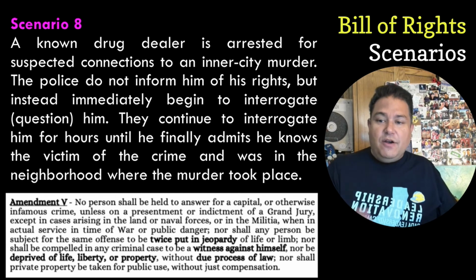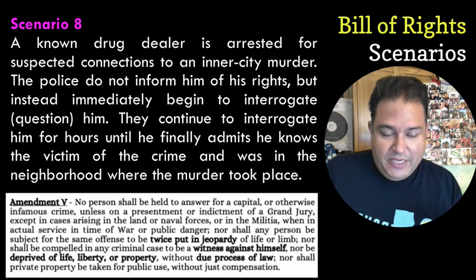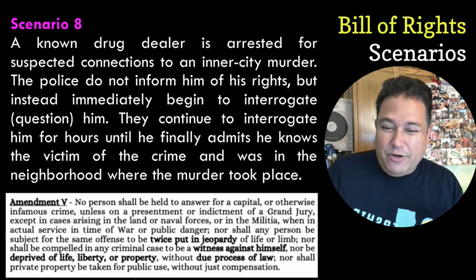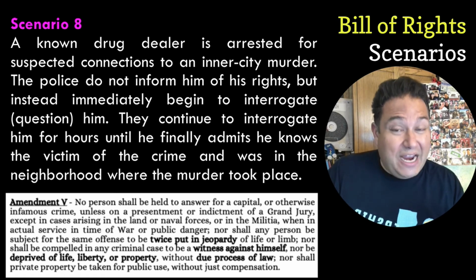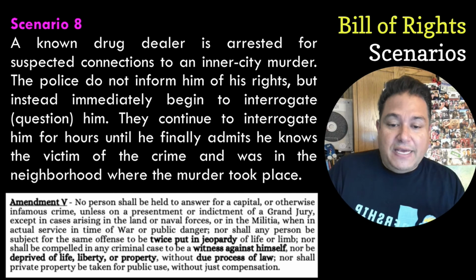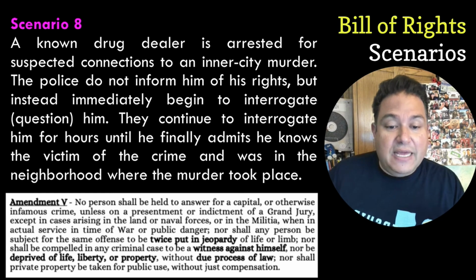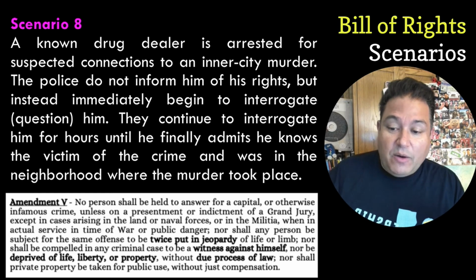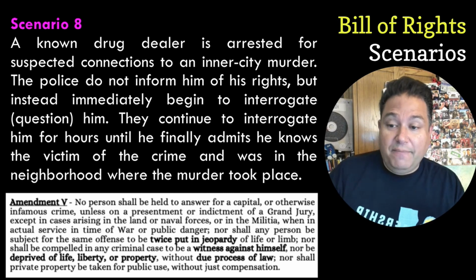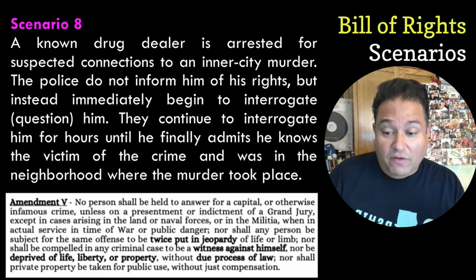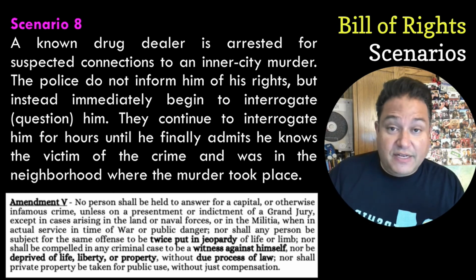All right. Scenario number 8: a known drug dealer is arrested for suspected connections to an inner city murder. The police do not inform him of his rights, but instead immediately begin to interrogate, that means question, him. They continue to interrogate him for hours until he finally admits he knows the victim of the crime and was in the neighborhood where the murder took place. So now he's a suspect, and if it is found that he is involved, then he could be convicted either of committing the crime or being an accessory to the crime.